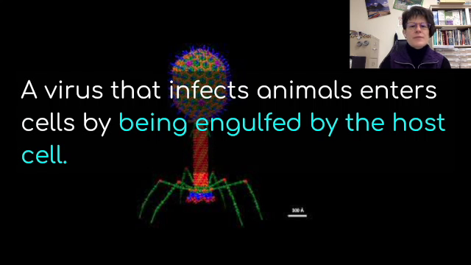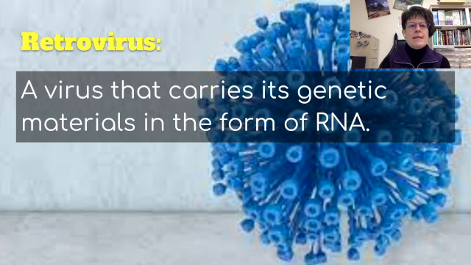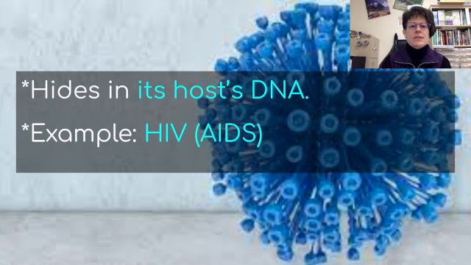A virus that infects animals enters cells by being engulfed by the host cell. So different viruses enter the cells differently depending on the type of organism it is. Now, retroviruses, this is a virus that carries its genetic material in the form of RNA. It hides in its host cell's DNA. An example is HIV/AIDS. This is actually why initially they had a hard time discovering what caused AIDS, because it was hiding in the body's immune system. So they had a very hard time finding it.